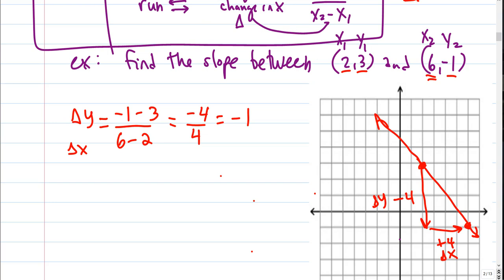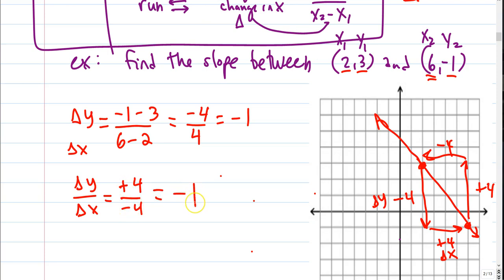Now sometimes people will switch and do 3 minus negative 1 and 2 minus 6. That wouldn't matter. What you're doing is starting at the points and going up 4 and then back 4 here. Well, what would that do to the slope? If you switched it, then you would have a positive 4 for the change in y, a negative 4 for the change in x, but still, a positive divided by a negative is a negative slope. Okay? So yeah, you should be able to find the slope between two points.